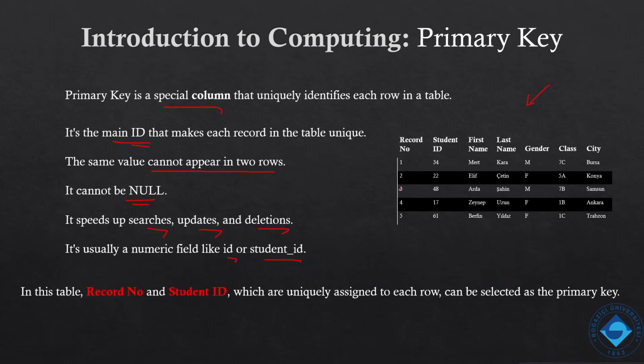Okay, if you check this table, record number and student ID are uniquely assigned to each row and can be selected as a primary key. If you can check, values like 1, 2, 3, 4, 5 appear just one time, so it is unique. So you can't see the same value two times, like 1, 1, right? It is only 1 and 2 and 3. It's unique. It is again likewise in student ID. It is unique numbers.